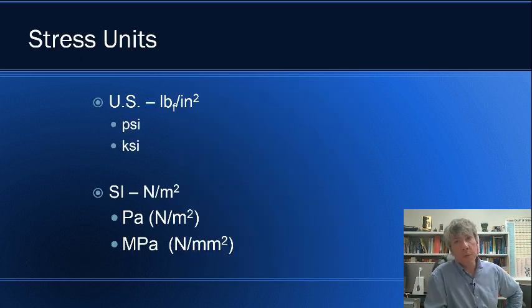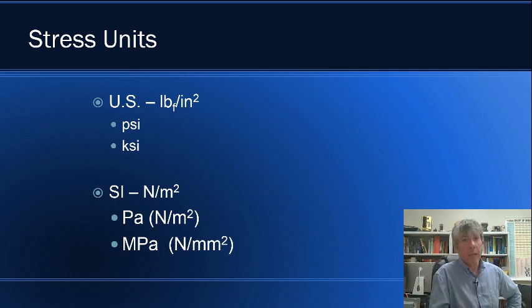Now, what units will we use for stress? Well, in the English system, it's PSI. It's actually the same units as pressure, or KSI, which is thousands of pounds per square inch. In the SI system, we'll use newtons per square meter, or pascals, megapascals, and actually gigapascals, which are not included here.